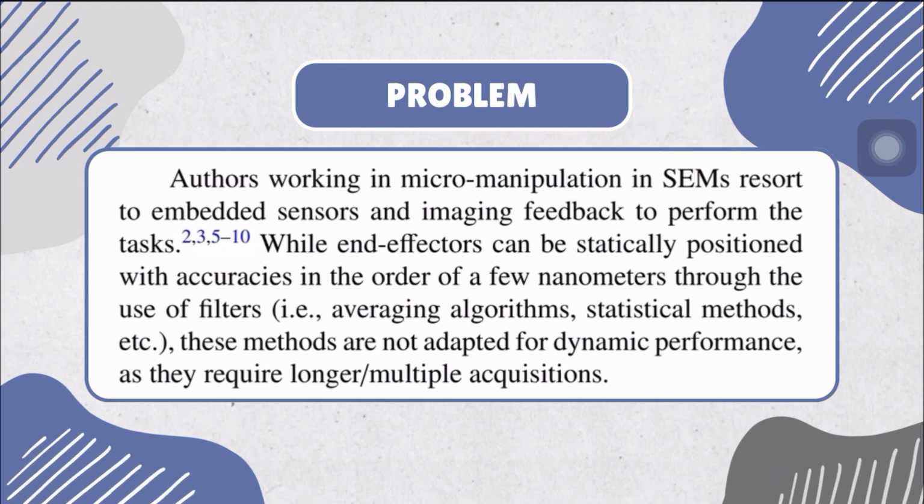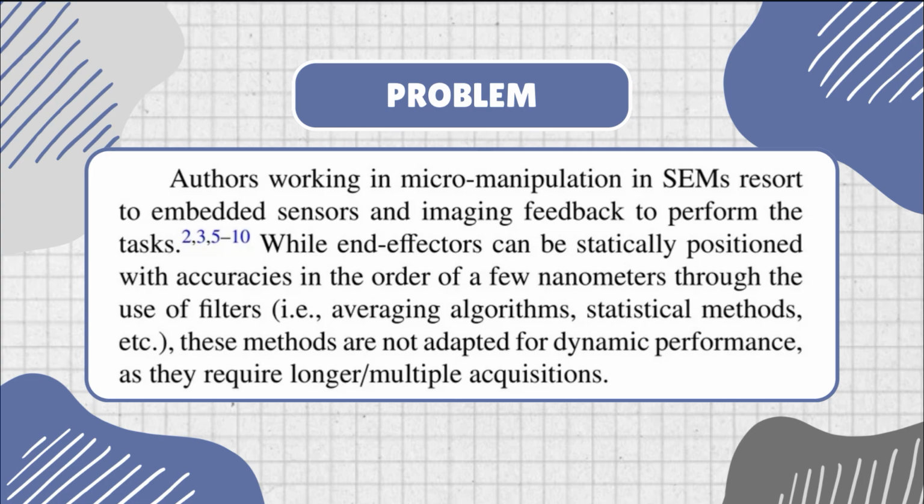So others working in micro-manipulation in SEMs resort to embedded sensors and imaging feedback to perform the tasks, while indicators can be statically positioned with accuracy in the order of a few nanometers through the use of filters, i.e., averaging algorithms, statistical methods, etc. These methods are not adapted for dynamic performance, as they require longer multiple acquisitions.